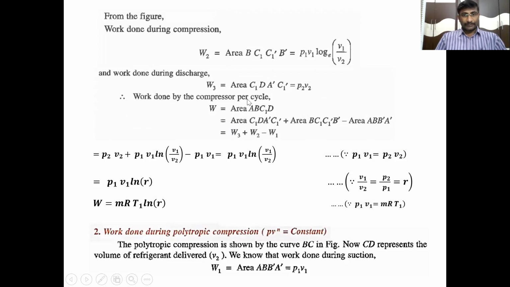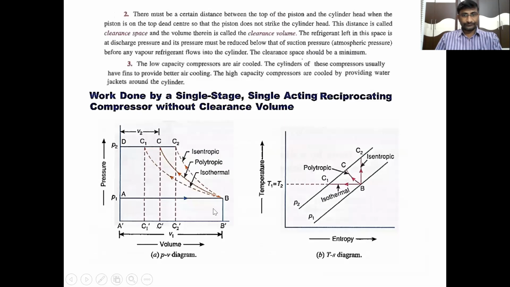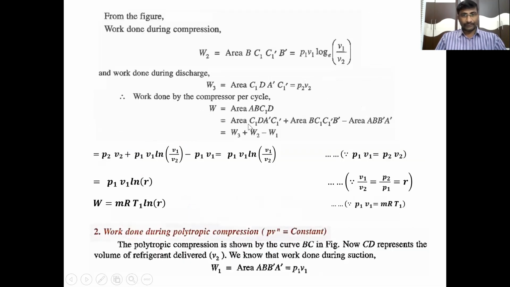So work done by the compressor, or on the compressor, per cycle, W equal to area A B C1 D. That is the enclosed area. A, B, C1, D is the enclosed area which represents the work required by the compressor. So that is equal to W3, W2 are the positive works. That is the work done on the refrigerant, and minus W1. W1 is the work done by the refrigerant on the piston. That's why we are subtracting this W1. Then only we can get the required area. Okay, W3 plus W2 minus W1.